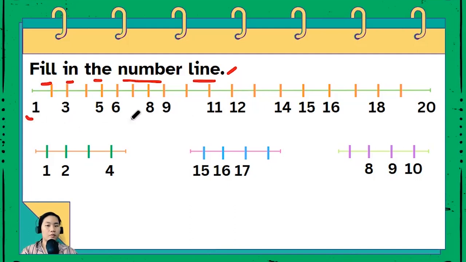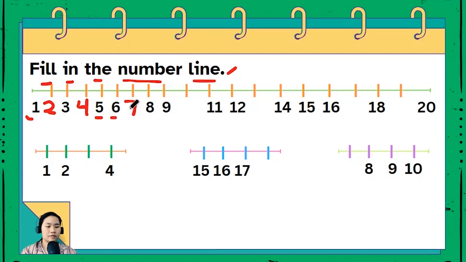Let's start here first. 1. What's after 1? It is 2, okay? 1, 2, 3. What's after 3? It is 4. 1, 2, 3, 4. 5, 6. What's after 6?